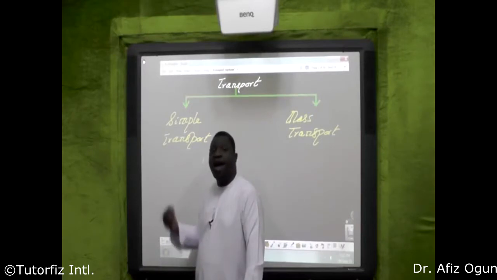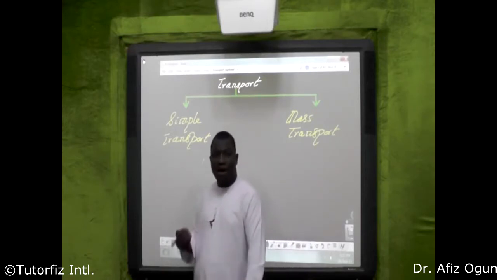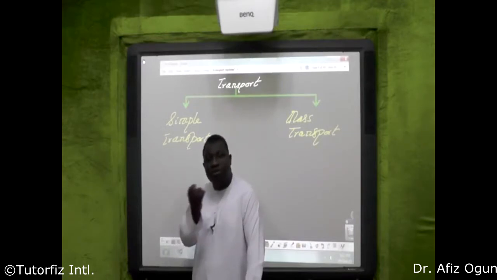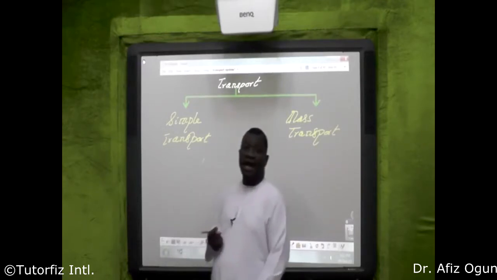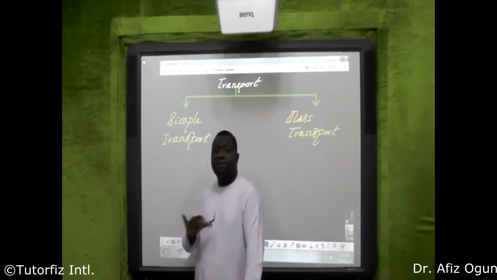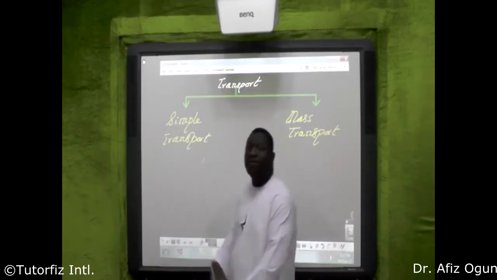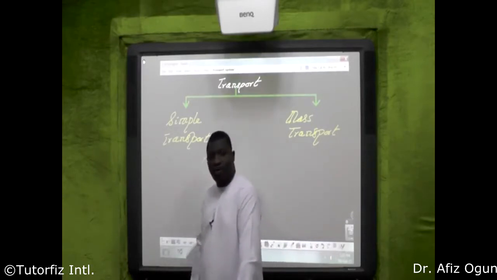So that is simple diffusion, and this occurs mainly in lower animals like the amoeba, paramecium, euglena, plasmodium. All these small, tiny microscopic animals. Simple diffusion is the major means of movement of materials within and even outside the body of these organisms.